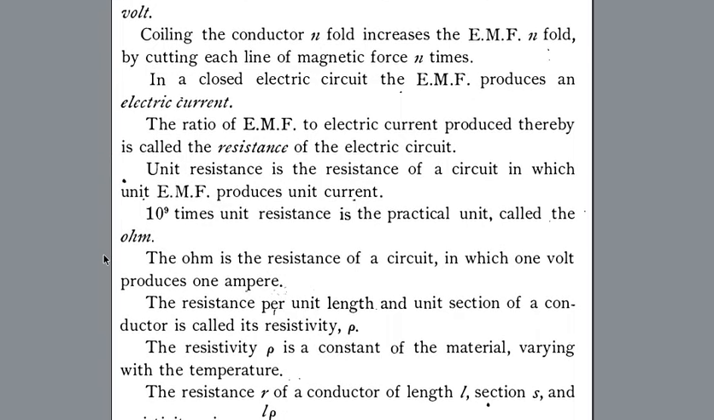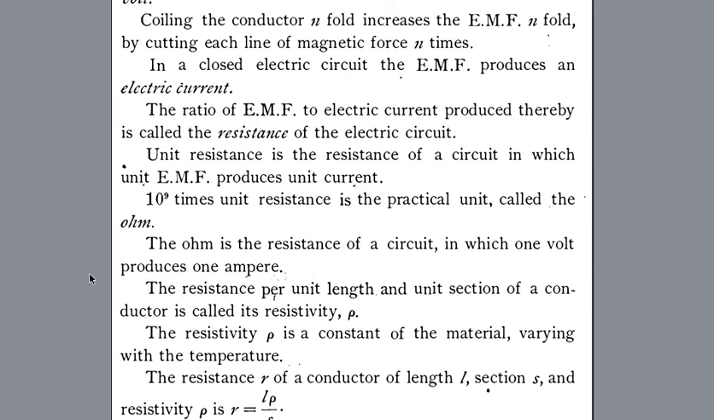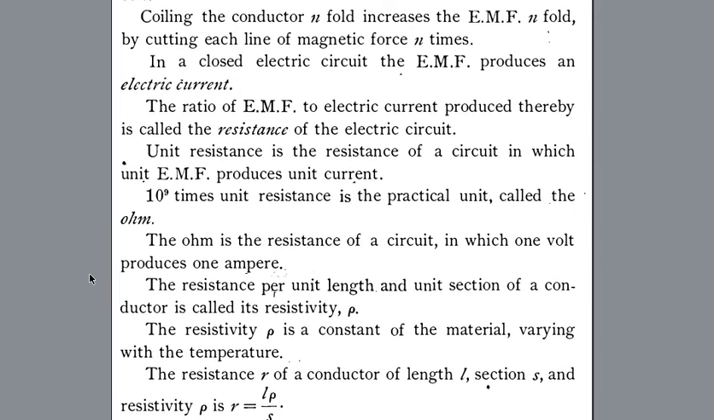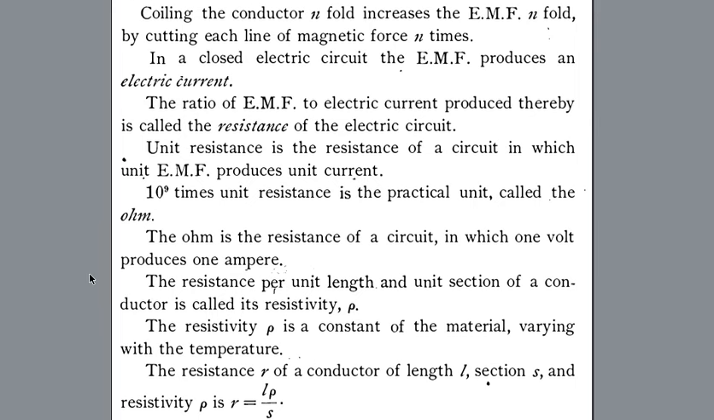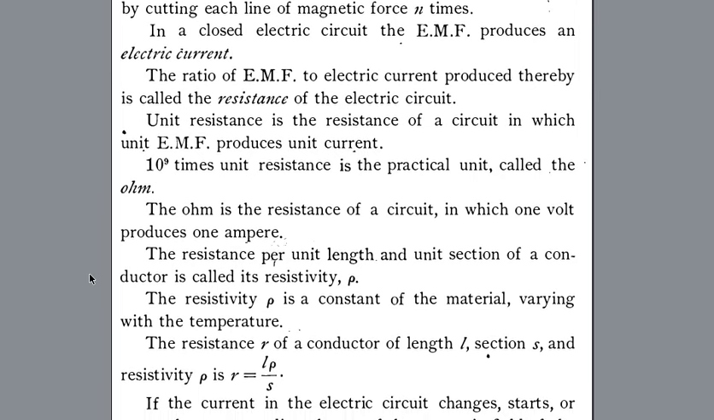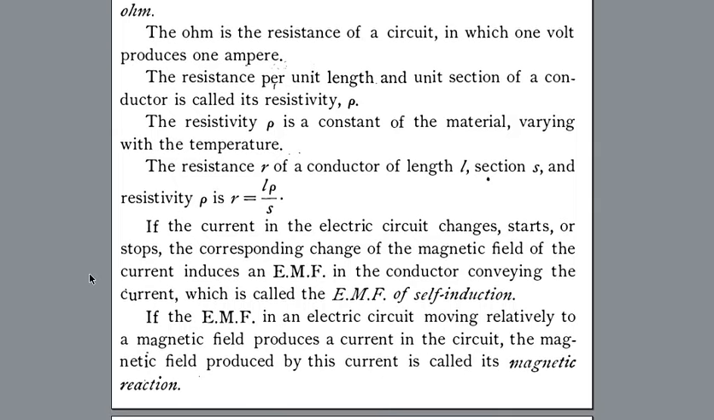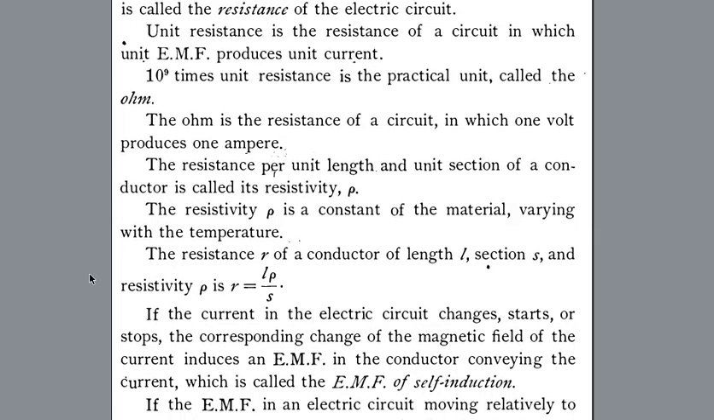The ratio of EMF to the electric current produced is called the resistance of the electric circuit. Unit resistance is defined as the resistance of a circuit in which unit EMF produces unit current. 10 to the 9th power times unit resistance is the practical unit, called the ohm. The ohm is the resistance of a circuit in which 1 volt produces 1 ampere. The resistance per unit length and unit cross-sectional area of a conductor is called its resistivity, denoted as ρ. The resistivity ρ is a material constant that varies with temperature. The resistance R of a conductor with length L, cross-sectional area S, and resistivity ρ is R equals L times ρ divided by S.